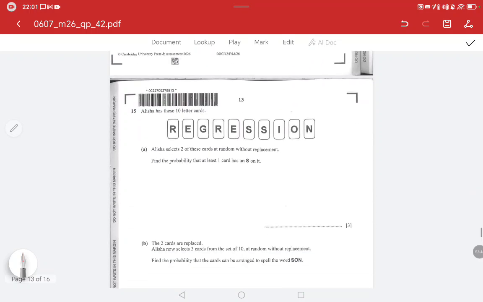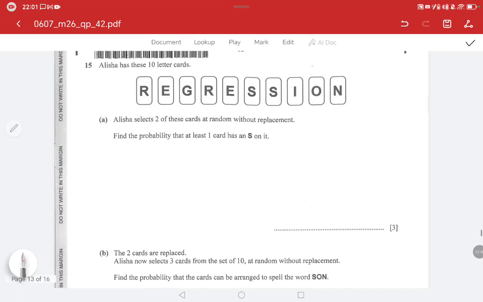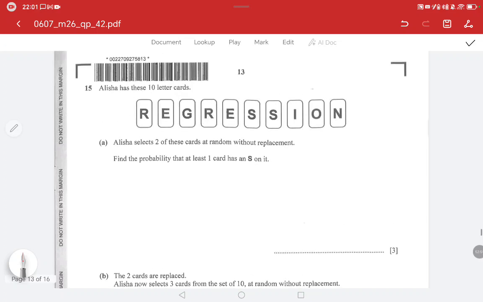Next one is probability. Alicia has these 10 cards, and Alicia selects 2 of these cards without replacement. So when we say 2 cards, it means we have 2 fractions. And how many cards do we have? We have 10, and it's without replacement, so don't forget that the denominator has to be decreased by 1.